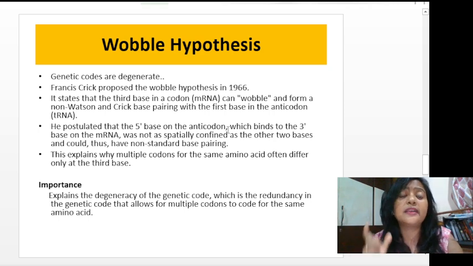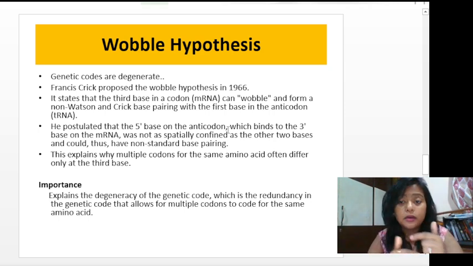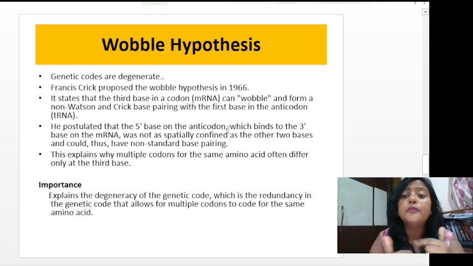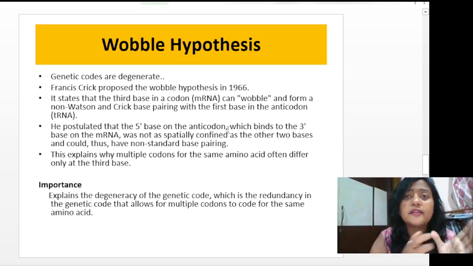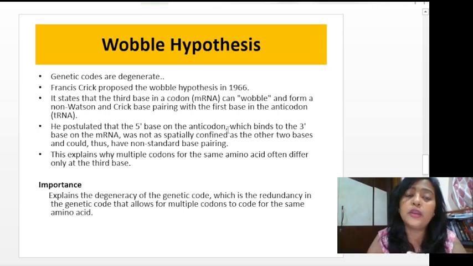The third base in a codon can wobble. Wobble means it will turn, and it will not form the usual Watson-Crick base pairing. So we know the Watson-Crick base pairing, how it forms a helical structure. You can check my classes on DNA and RNA, where I have explained the structure of DNA and shown you how Watson-Crick base pairing is done.